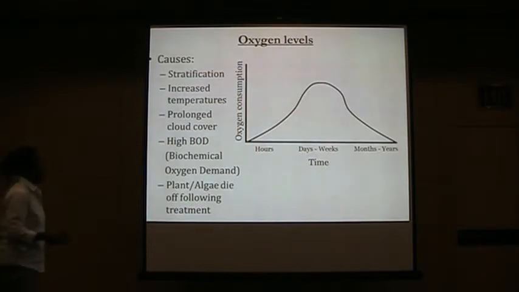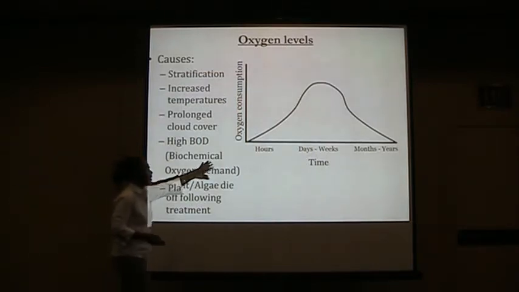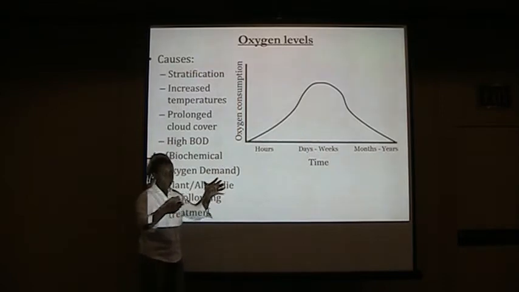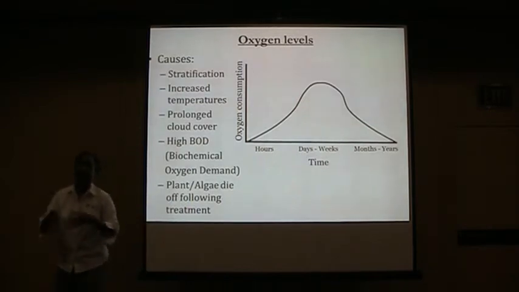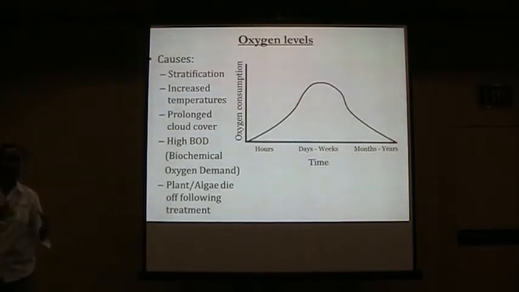So initially you have a large die-off of your plant and algal material, and your bacterial population starts to break this stuff down. And over a few days to maybe a week or two, that population explodes as they really start to break this stuff down, and they use up a lot of the oxygen that's present.